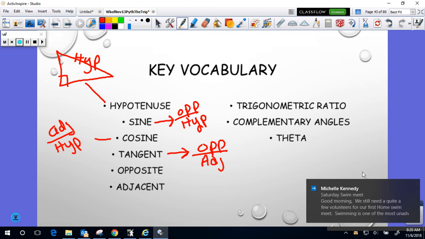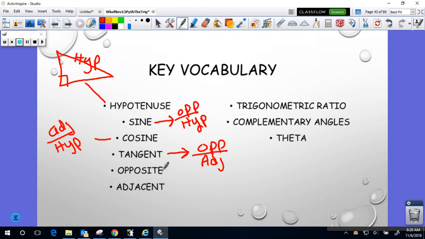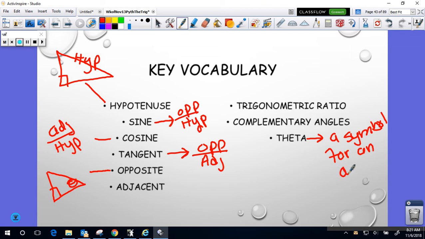Opposite is always relevant to the angle that you choose, and I'll give you a quick example, and I'm going to break this down more, but just so you can see the vocabulary. If this is theta, which I'll go ahead and define, theta is a symbol for an angle. Some people use beta, they use all kinds of things, but we're going to use theta today. And it looks like this. That's what theta looks like.